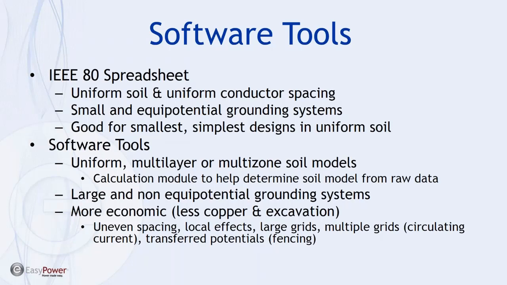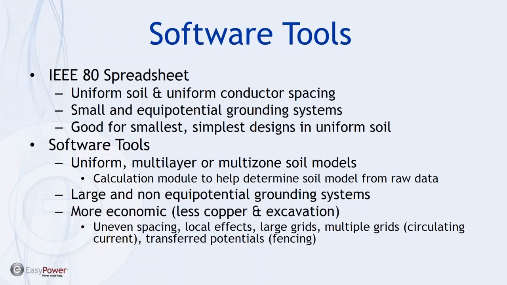The equipotential assumption, if you will, is one where you assume the grid is small, and because of that, the resistance between any 2 points is so low that it can be neglected. So the IEEE 80 spreadsheet is a good tool, but it's only generally really good and accurate for the smallest, simplest designs in actual uniform soil.